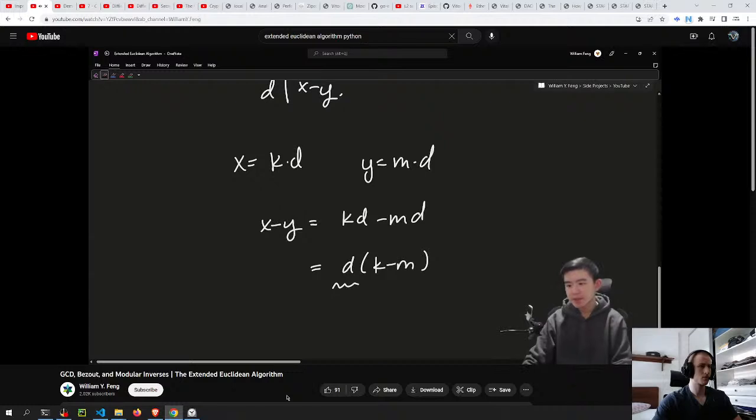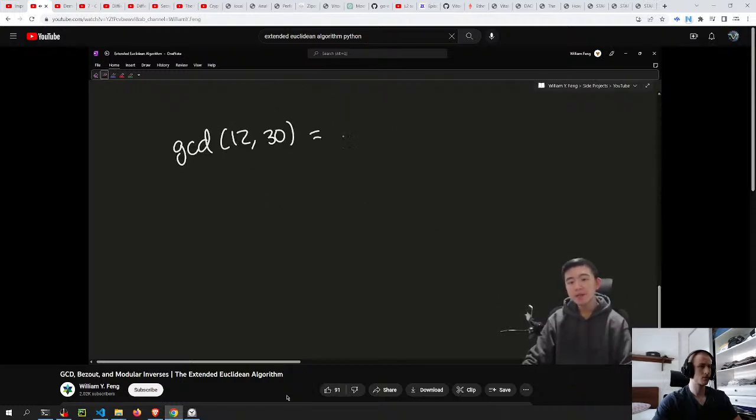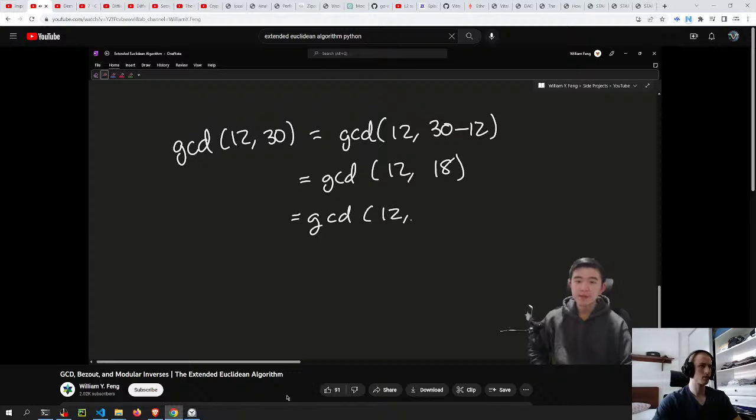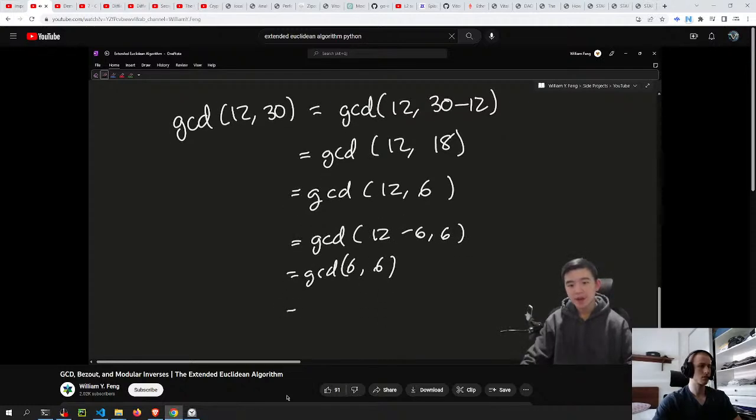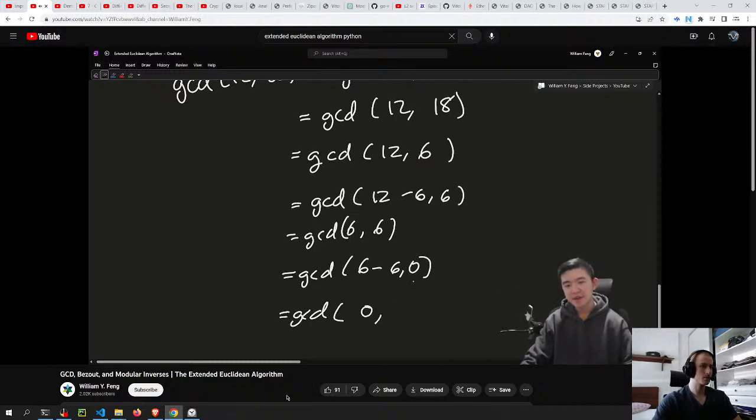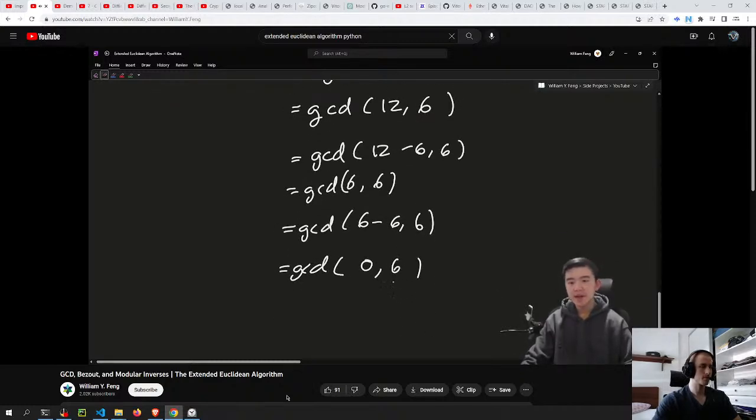Basically, how this works is we have GCD of 12 and 30. This is equal to the GCD of 12 and 30 minus 12, which, if we evaluate this, is GCD of 12 and 18. We can take this a step further, so we can do 12 and 6, and then we can start subtracting the other way. So GCD of 12 minus 6 and 6, which is GCD of 6 and 6, which is GCD of 6 minus 6 and 6, which is the GCD of 0 and 6.